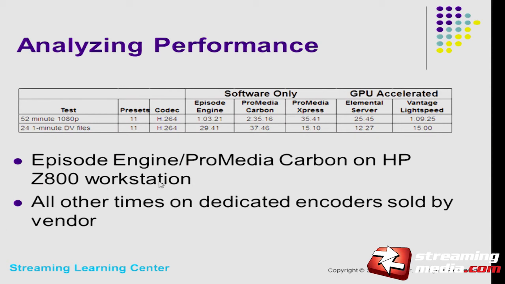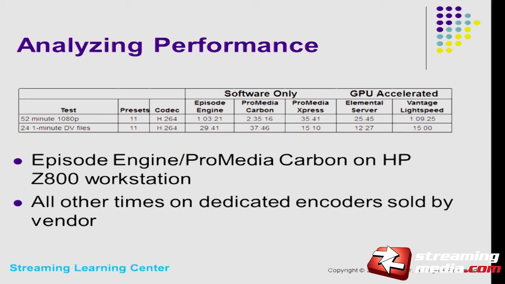These 2, Episode Engine and ProMedia Carbon, are produced on my 3.33 gigahertz Z800 workstation, 24 cores, pretty stout workstation. ProMedia Express is produced on the ProMedia 5200, which is the server level system that costs, we'll see a price on it in a second, but that's the hardware that Harmonic sells with. You can buy software only, but they recommend you get the hardware. Elemental Server is the Elemental Server box, and Vantage Lightspeed is the Vantage Lightspeed box from Telestream.